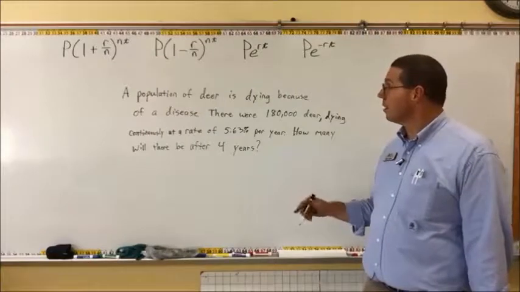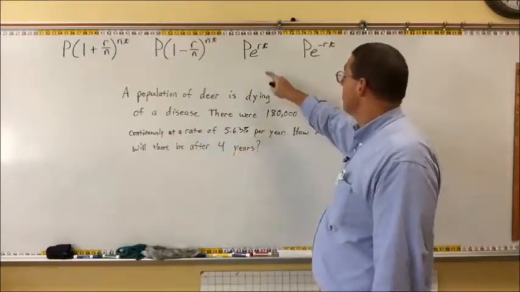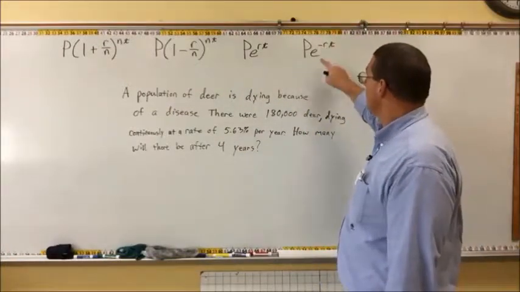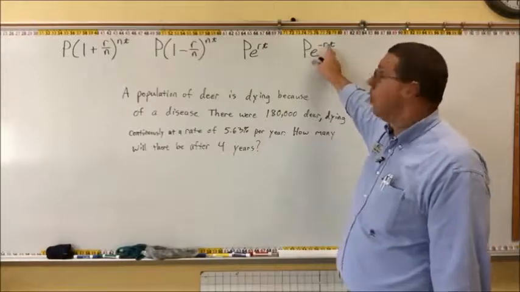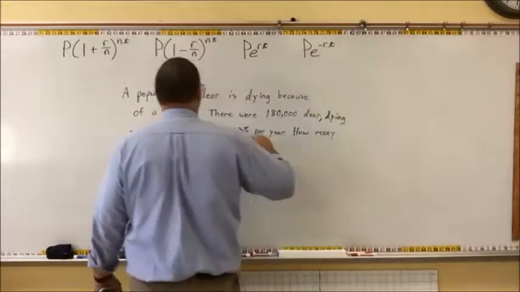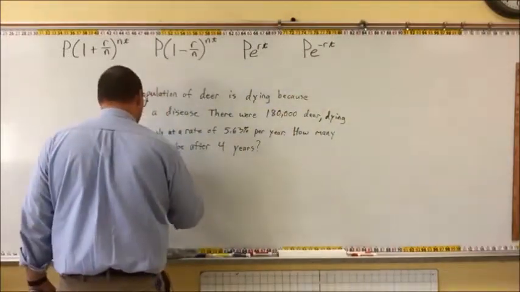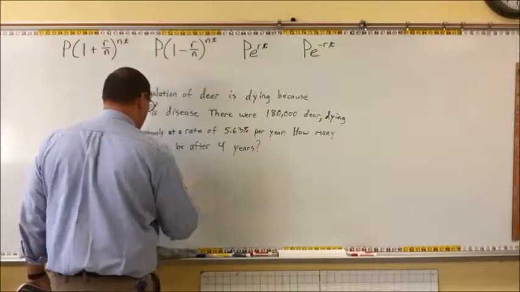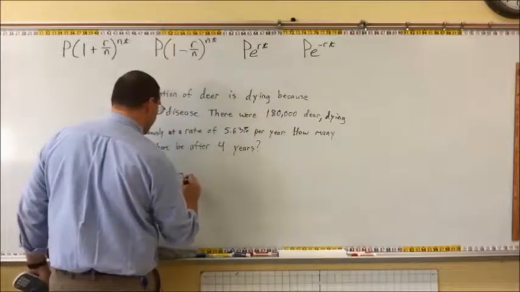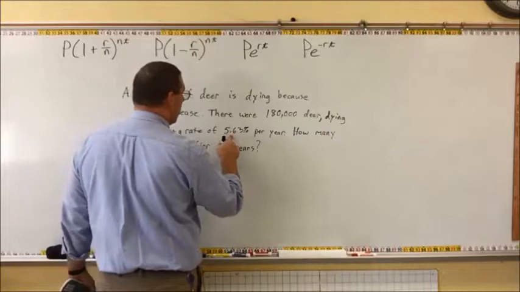Okay, all right, so let's see here. Dying continuously. Continuously means we have to have an E. Dying means there's fewer of them, which means we're going to have the negative R. So this is our formula, continuous decay. So P, starting value. Well, there were 180,000 deer, so we're going to put 180,000. Then times E to the power of negative R. Well, R is the percentage.